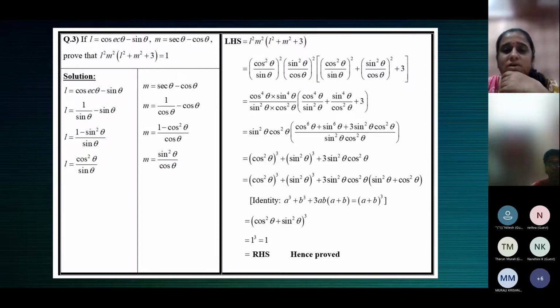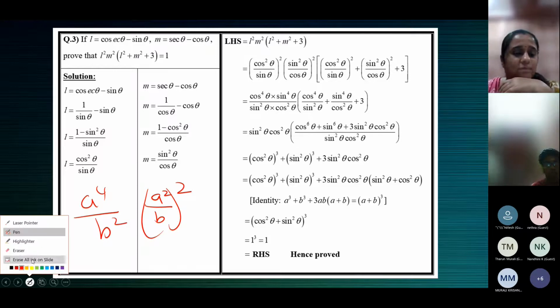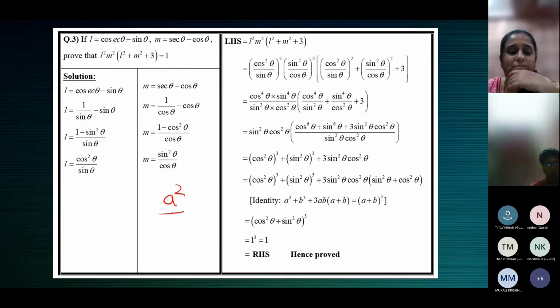Now, next step. Whenever we have a by b the whole square, or a square by b the whole square, you have to square this. That is simplification. So a square by b, the whole square, is a to the power 4 by b square.